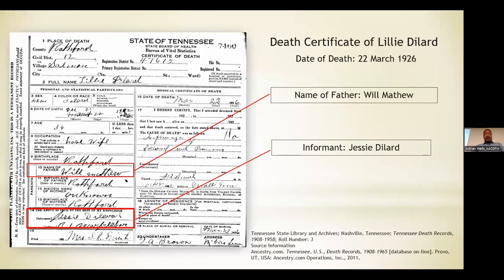And that's when I find a death certificate of a Lily Dillard with a date of death of the 22nd of March, 1926. And on these death records, it lists the parents. So here, her father is listed as Will Matthews, or Matthew. And then you see the informant is Jesse Dillard, her husband. So now I know who Will Matthew is. It's her father. So that's why I said you want to research the different people in these documents, because it's going to help you in your genealogical journey.